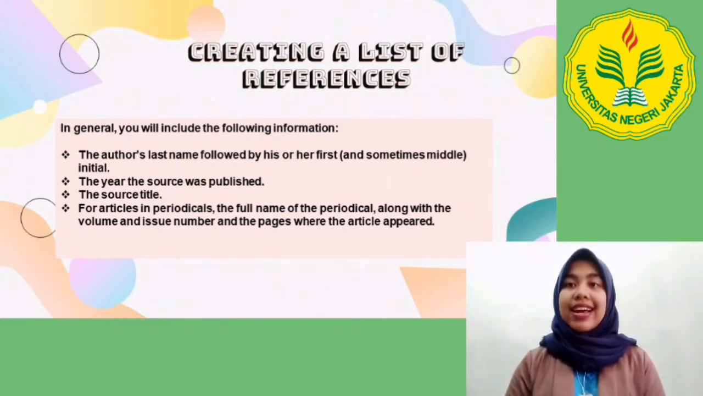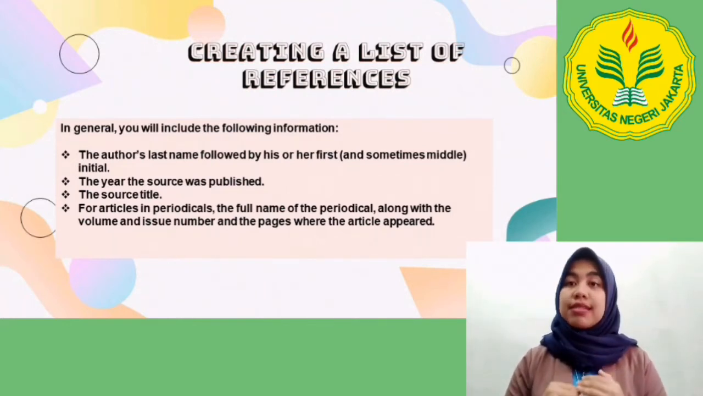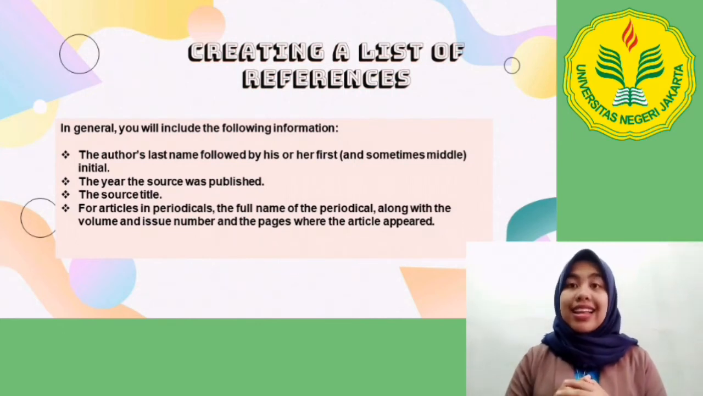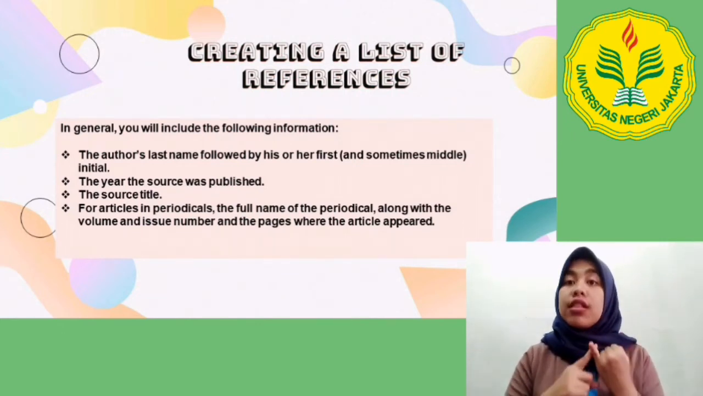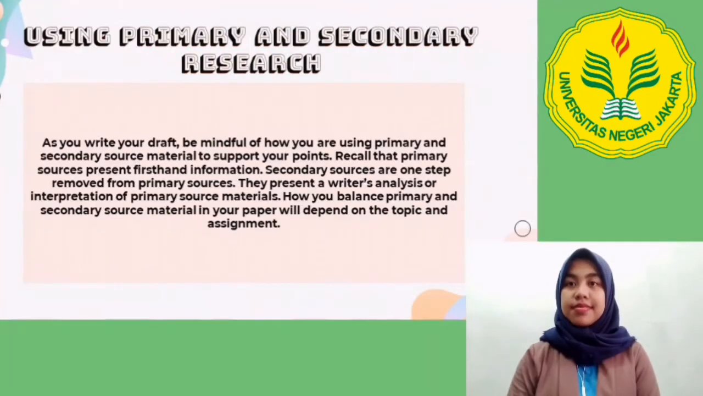Next point, creating a list of references. In general, you will include the following information: the author's last name followed by his or her first and sometimes middle initial, and the year the source was published, the source title, and for articles in periodicals, the full name of the periodical along with the volume and issue number and the page where the article appeared.